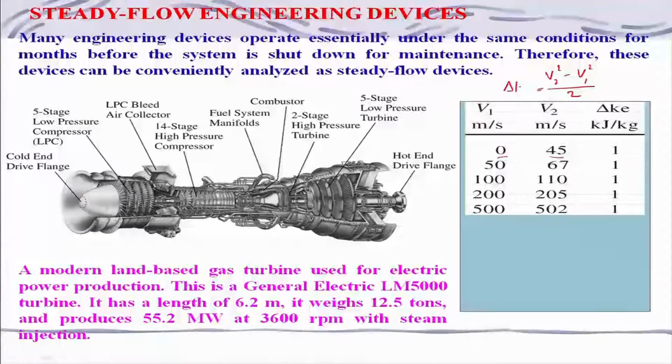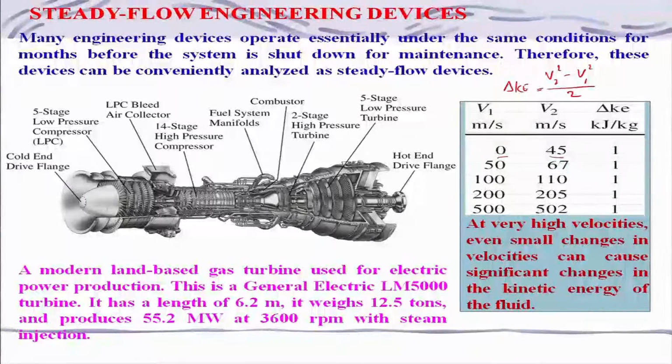This is your change in kinetic energy, specific kinetic energy per unit mass. But if you look at the change, it is 45 meter per second, but if I go from 500 to 502 with the same amount of energy, 1 kilojoule per kg, there is only 2 meter per second, but there is a huge difference. So, one has to be very cautious to neglect this term, because keep in mind that at high velocity, even a small change in velocity can cause a significant change in kinetic energy of the fluid.